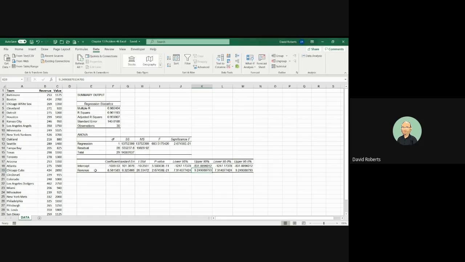In this case, our single input factor or independent variable, or X value, is revenue. Revenue drives the value. The higher the revenue, the higher the value of your team. If you're an owner of a baseball team, you definitely want to know this.